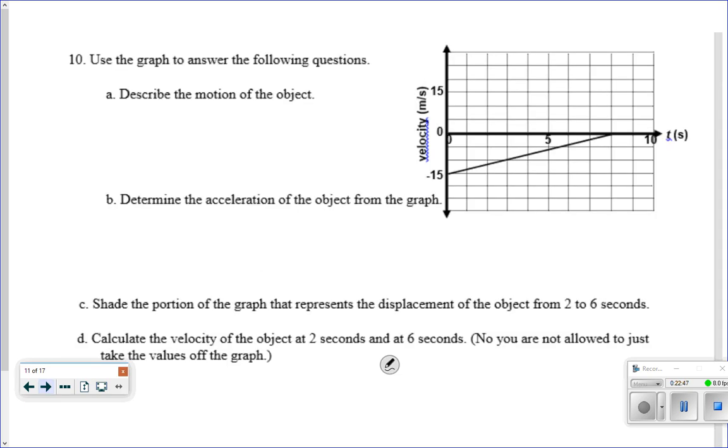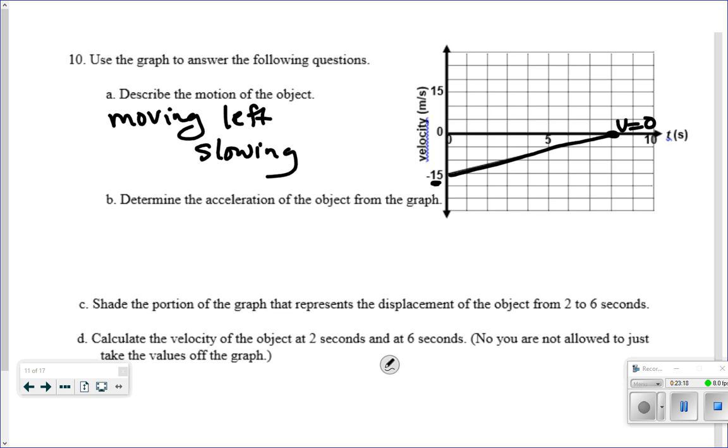All right, next we're continuing with our velocity time graphs. We're going to work with this graph, which has something moving in the negative direction and getting slower. All right, that's where it actually stops moving, right there. Okay, describe the motion of the object. Oh, I think I just did all that, didn't I? Let's assume left is what we're talking about. It's moving left, it's slowing down, and eventually it will stop.